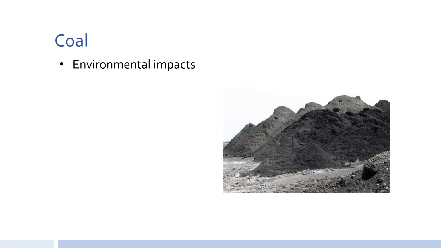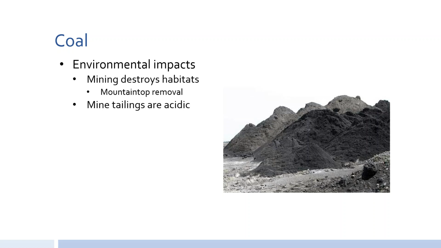So again, there are several environmental impacts of coal. First, mining destroys habitats. So when we think about mountaintop removal, which I showed you a minute ago. And then we also have problems with mine tailings, which are basically the rock and debris that's left over after mining operations, and they contain high concentrations of sulfide. And when these are exposed to oxygen, they are transformed into sulfuric acid, which then runs down into streams, and it can harm ecosystems and fish.